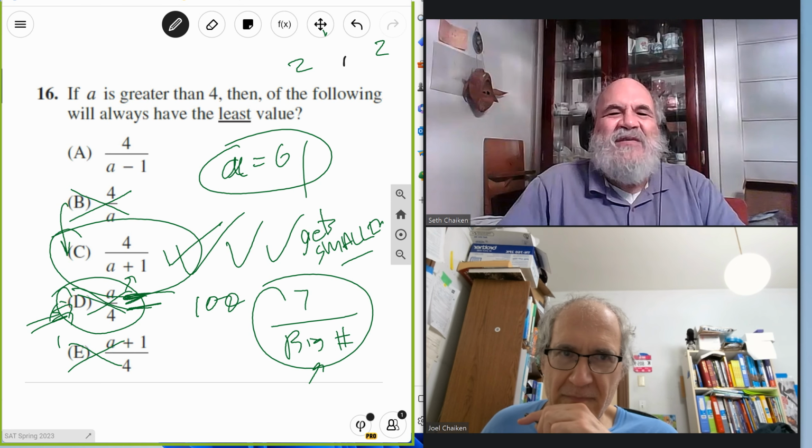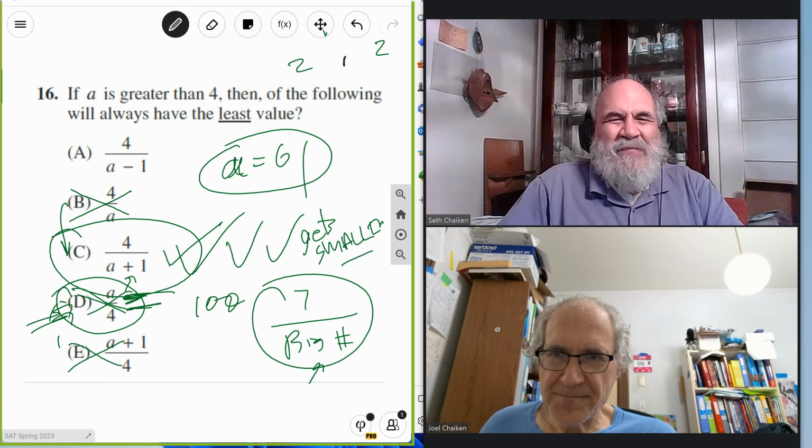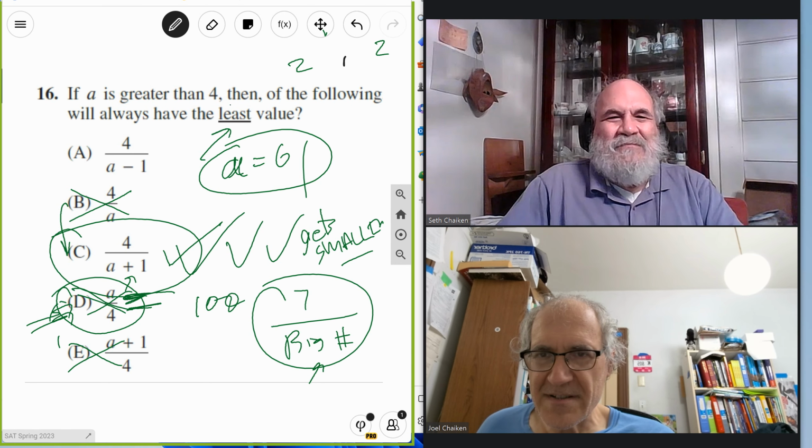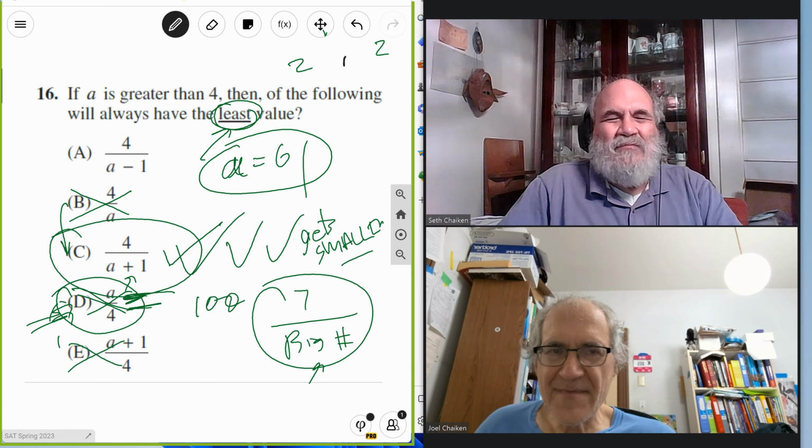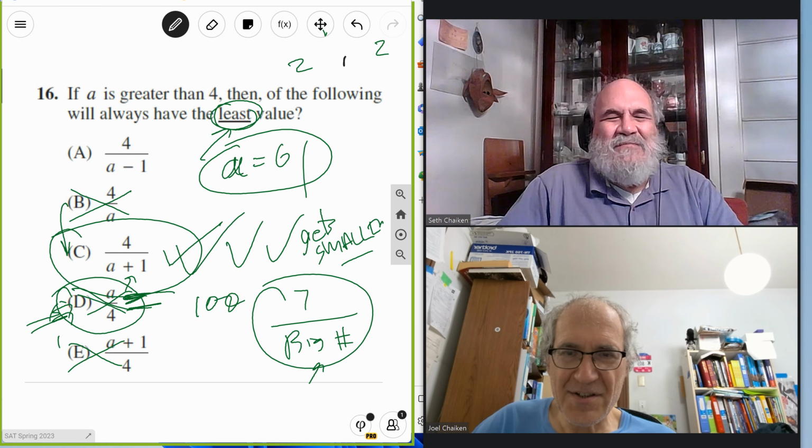So the thing is that they're asking, if A is greater than 4, what will always be the one with the least value. And by the way, they underline the word least, which means they're screaming at you: least values. You've got to be careful. If a number's negative, it's a least value, so you have to take that into consideration. But there are no negative numbers here.